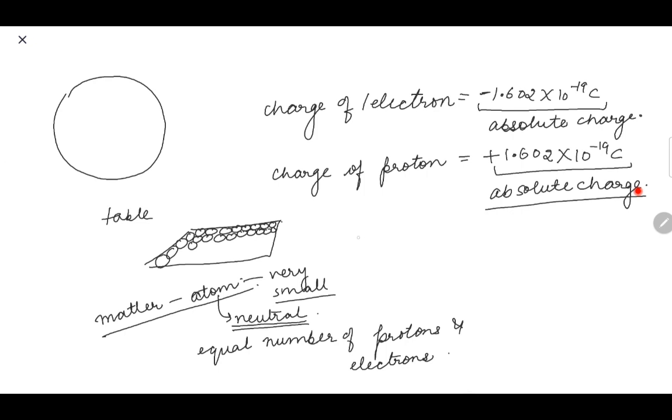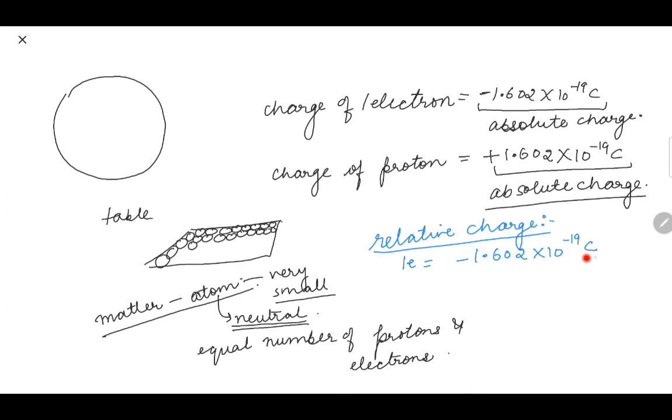But there is also another type of charge, called the relative charge. What is a relative charge? A relative charge means a comparable charge. For example, the charge of one electron is minus 1.602 into 10 raised to the minus 19 coulomb, but this is such a big number that you won't be able to write it down every time.